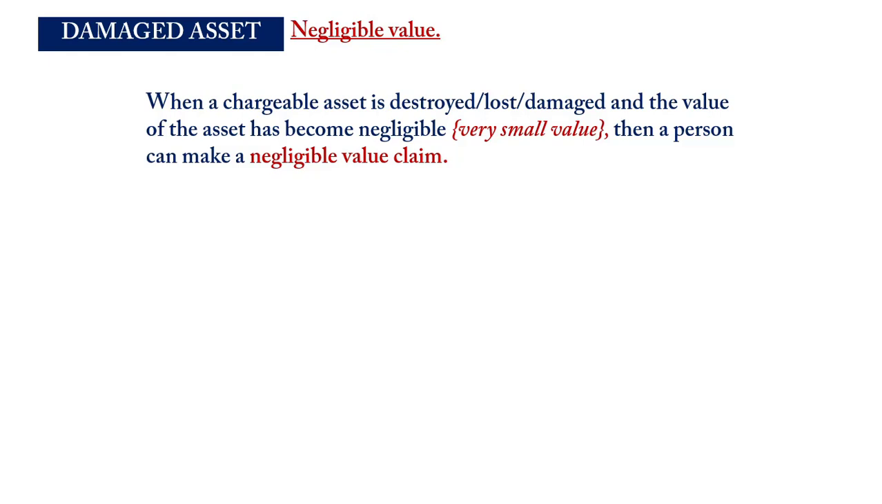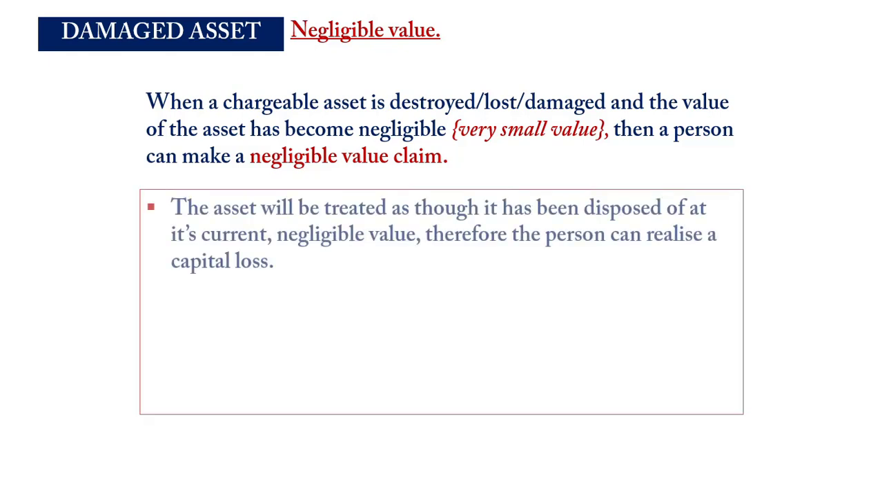So the asset that has been damaged, maybe by fire or the machine fell or something has been taken out of it and it's no longer usable. Then if how much you get to sell it for, or how much the value is rated, is negligible, then the person can make a negligible value claim. A negligible value claim is where the asset will be deemed to have been sold off, but it still stays with the business, and then you realize the capital loss.